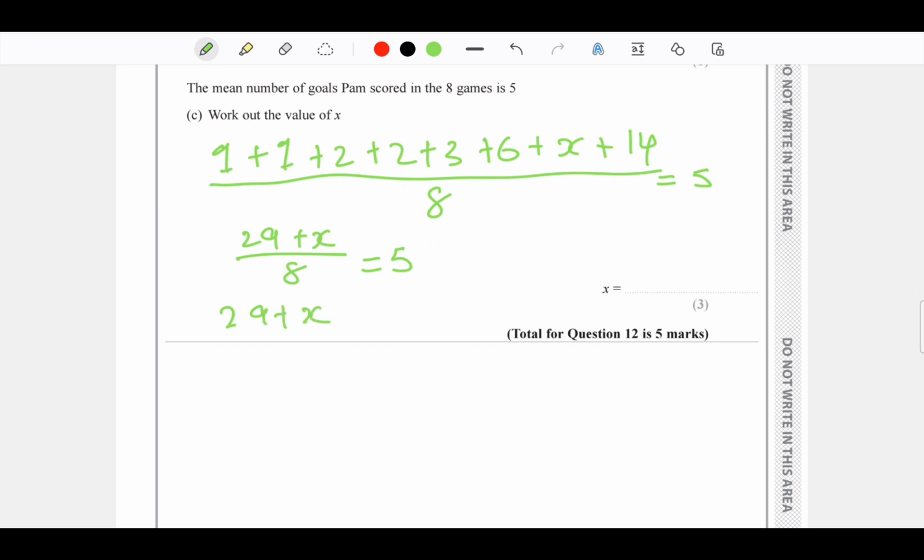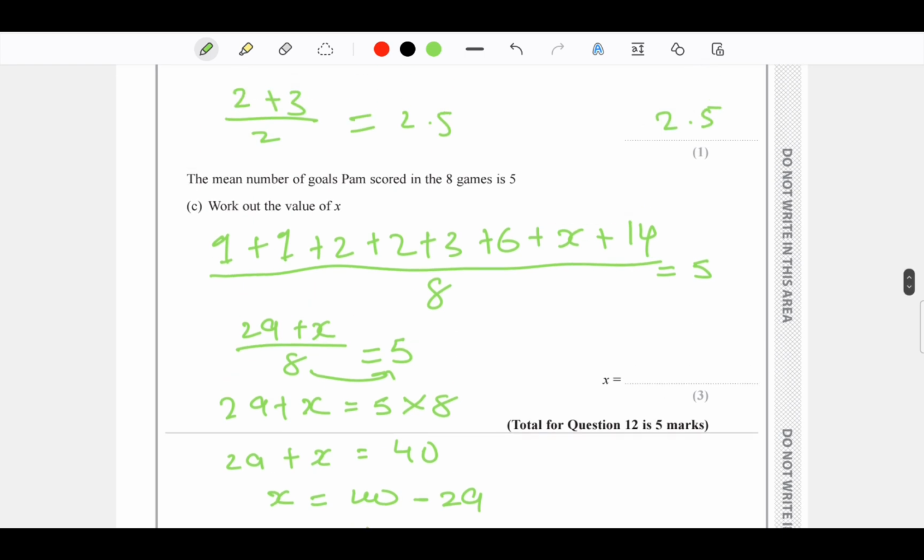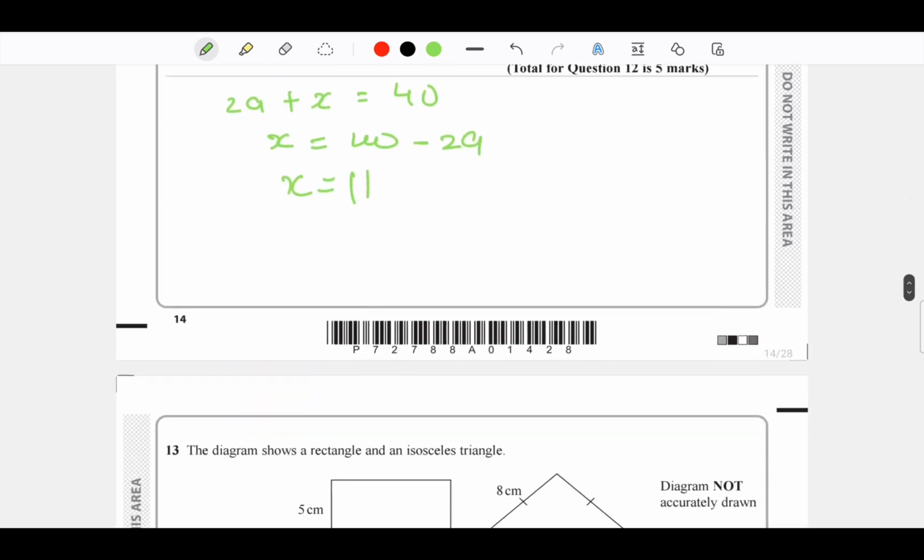29 plus x, we're going to move 8 over to the other side, which means instead of divide by 8, it's going to be multiplied by 8. So 29 plus x would equal to 40. We're going to bring the 29 over there, negative 29, which is also minus 29, and x would equal to 11. So that is how you find the value of x, and that is the end of question 12.